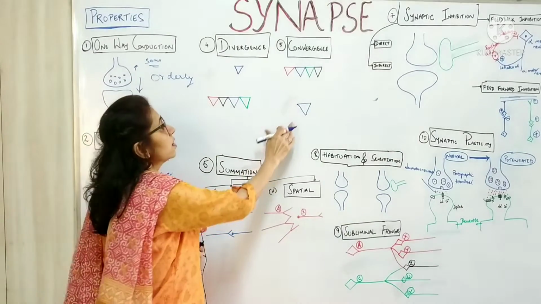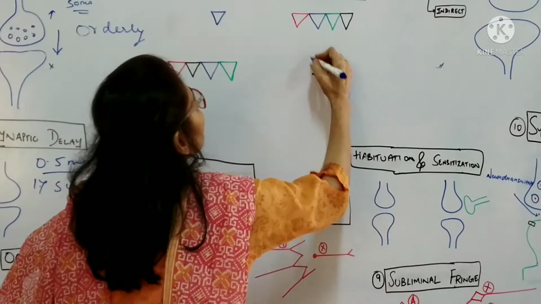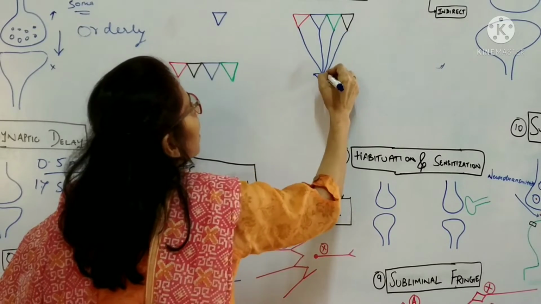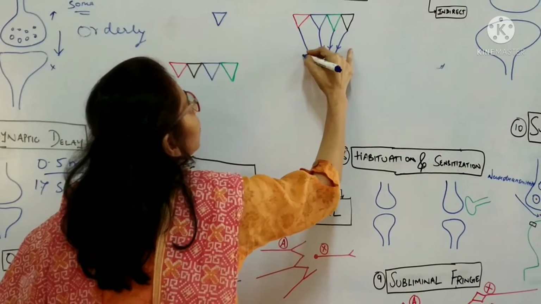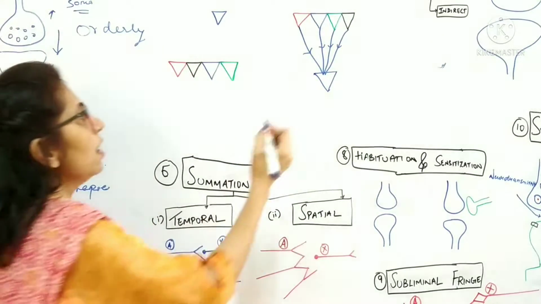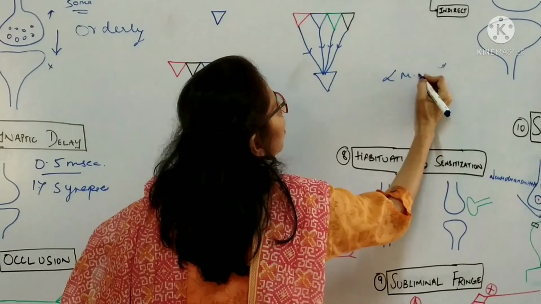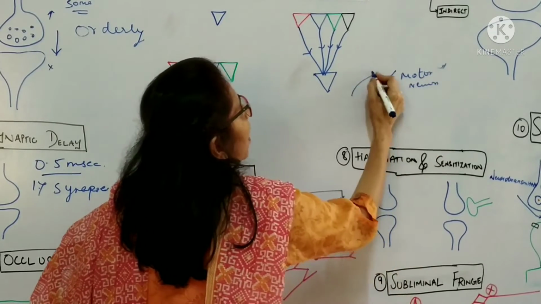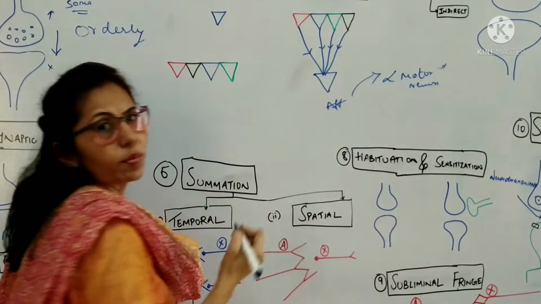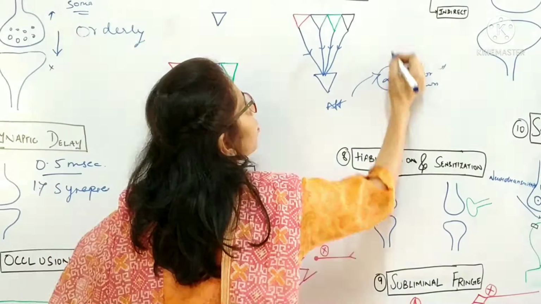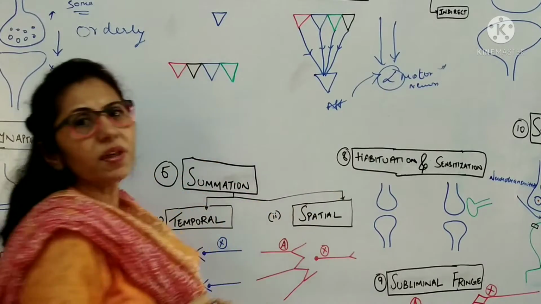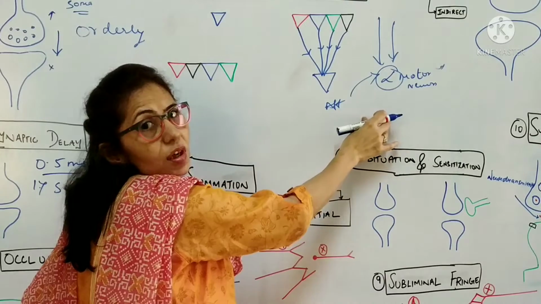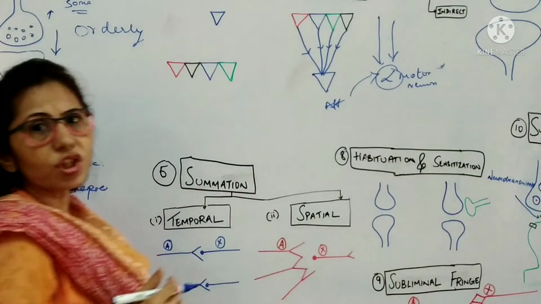Our next property is convergence and divergence. What do you mean by convergence? When many neurons are converging on one single neuron, that is the property of convergence. This example can be given when the alpha motor neuron in the spinal cord receives afferents, say from the muscle, plus this motor neuron is also receiving inputs coming from the descending tracts. So there is convergence of signal coming from the dorsal root as well as from the cortex. So this is an example of convergence which we see.